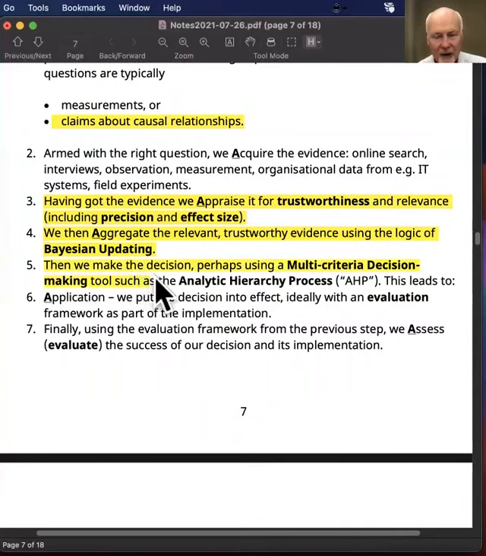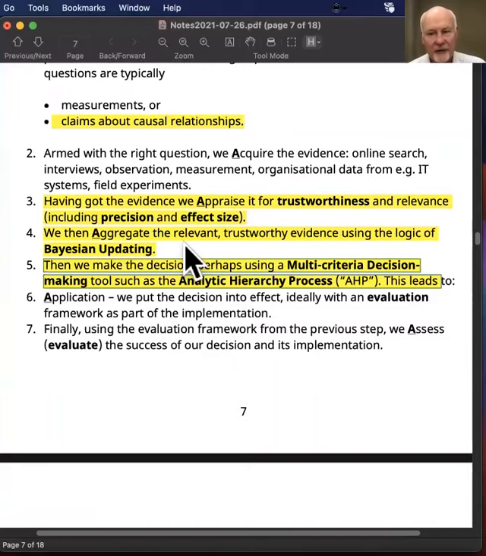One way you can do this is with the Bayesian updating idea, which is the thing we use for aggregation. I'm not going to go into that here. There is a calculation you can do, and we will learn that. But there are other tools that we use, and the most common one probably is this thing called multi-criteria decision making, and that's what we'll be learning over the next 4 weeks. And we'll be learning a particularly sophisticated version of it called the analytic hierarchy process.